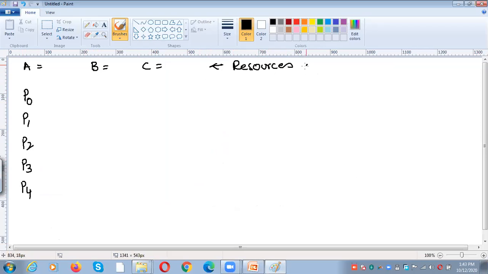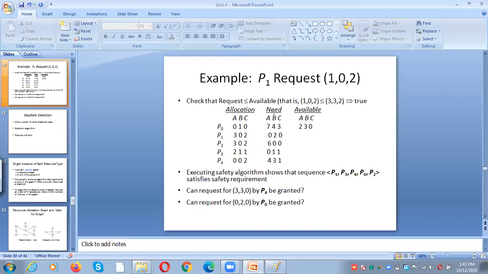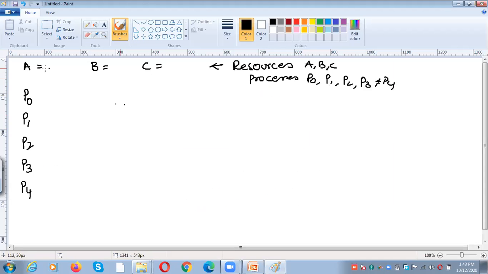A, B, C. And then what about the processes? P0, P1, P2, P3 and P4. These are the processes available in the system, right? And how many resources are available? A 10, B 5 and C 7. So these are the instances. 10 instances of type A are available, 5 instances of type B are available, and 7 instances of type C are available.